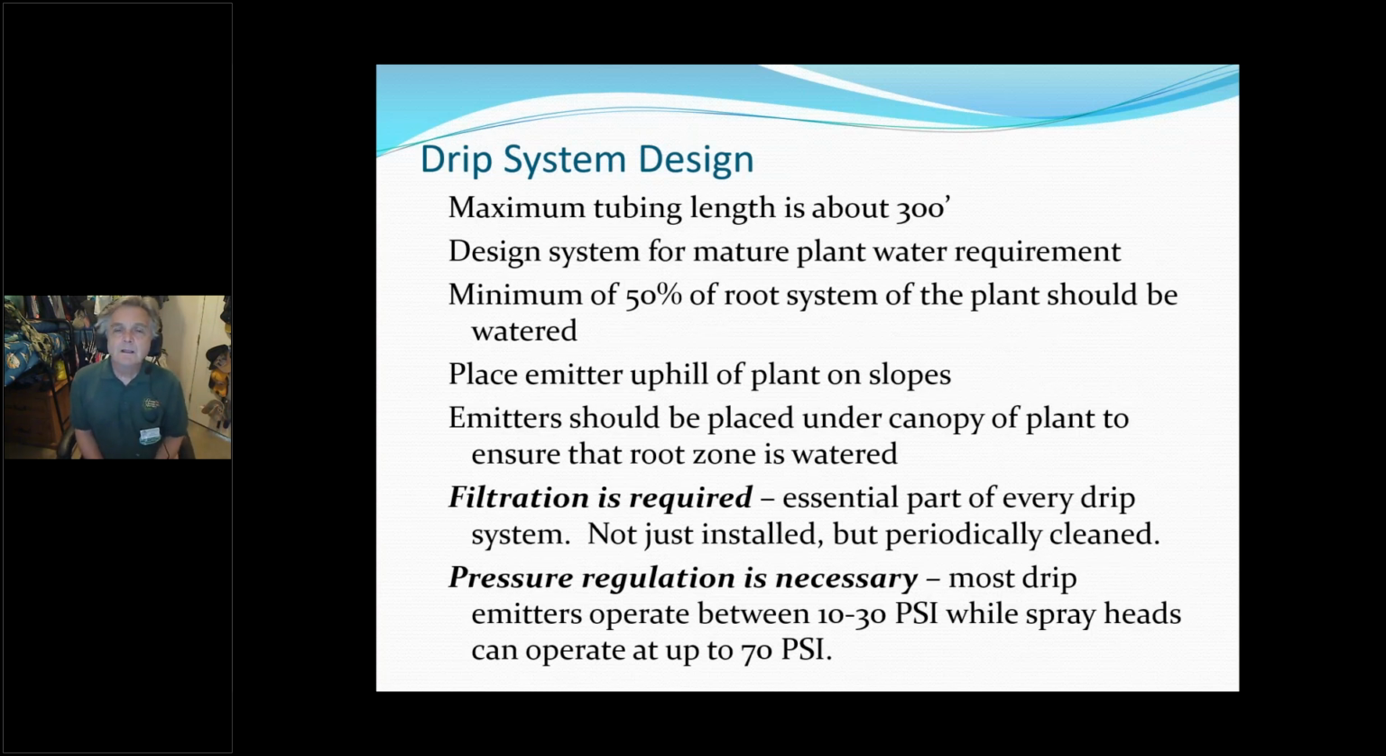So drip systems can be done by the homeowner. They're actually very simple to install, and there are just a few things you have to learn. One is you shouldn't run your drip system more than 300 feet. If you're going to be putting an awful lot of plants or emitters on the tube, I would hold it to about 100 feet per length of tubing.